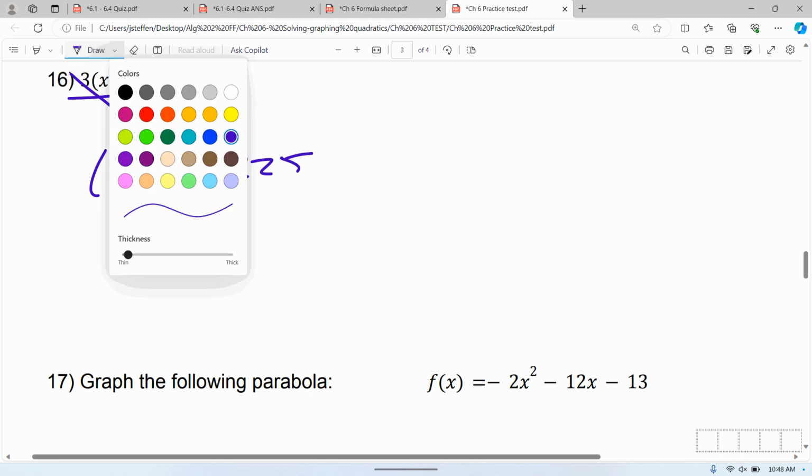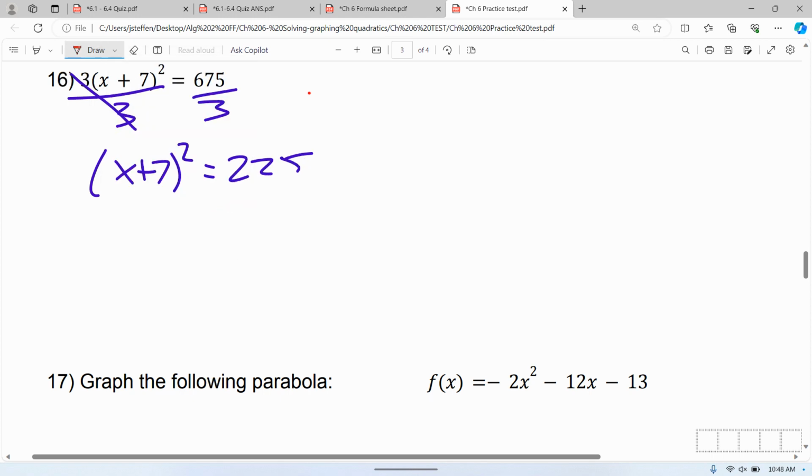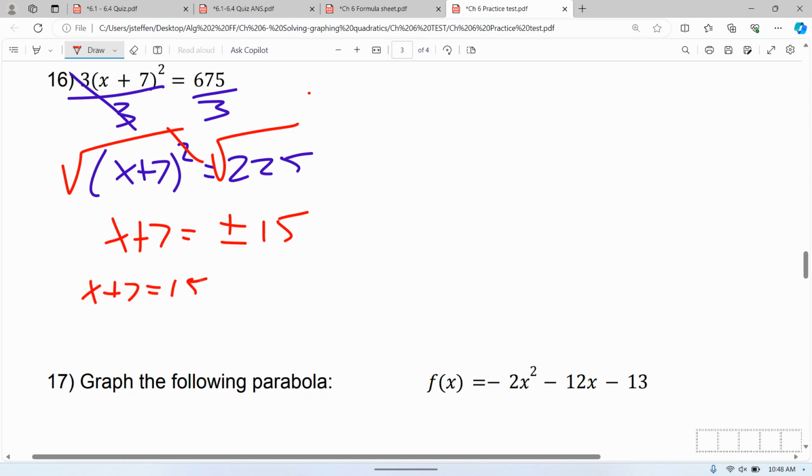Parentheses, I need to get rid of that squared. But remember, when you get rid of that squared, that's where you get the plus or minus. Then you get plus or minus 225. The 2 answers: we have x plus 7 is equal to positive 15, or negative 15. So one answer gives you 8. The other answer gives you negative 22.